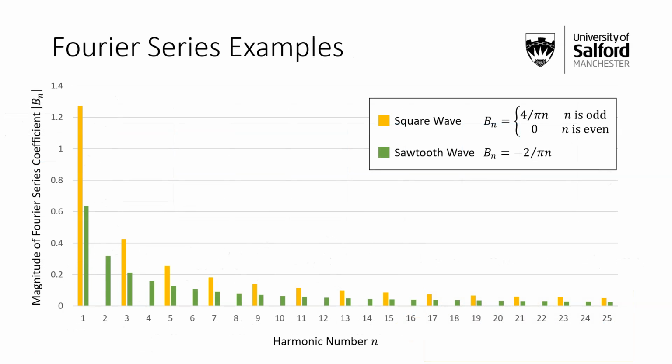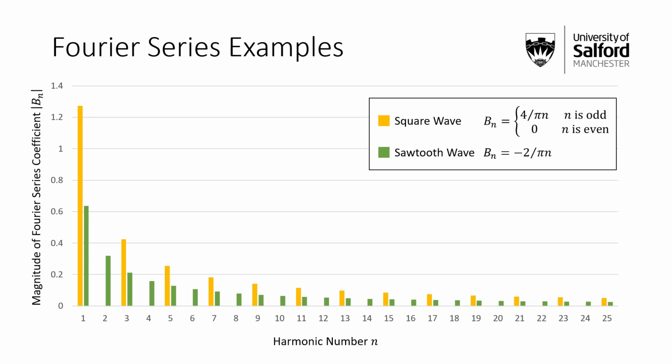You'll see they're both kind of the amplitudes of different frequency components dropping off as the harmonic order goes up. Square wave 1 is always double the sawtooth wave 1, but it only exists at every other harmonic number. So it's only got those odd harmonics present in it.